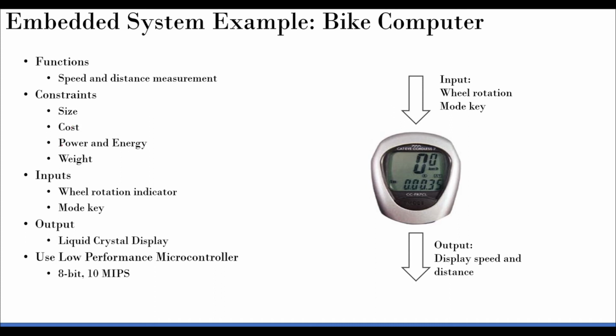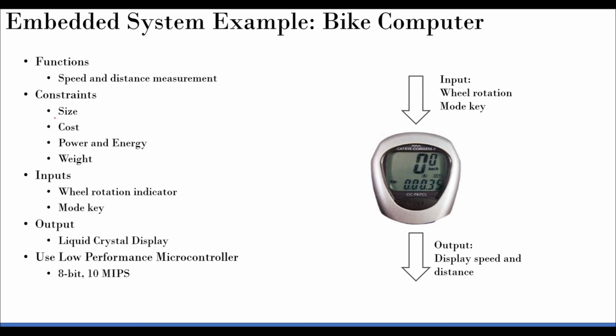Power and energy. Of course, the battery of a bike might be much lower than the battery of a car. So you are constrained by power and energy. And then weight, of course, you can understand this. So these are the design constraints for you to come up with your embedded system. And then of course the inputs: the wheel rotation, that is the input that is used for the speed and distance measurement. And then of course you may have a mode key on your dashboard to change something like the current mileage, for example, or current distance covered. So you use a mode key, and the output is the display, right?